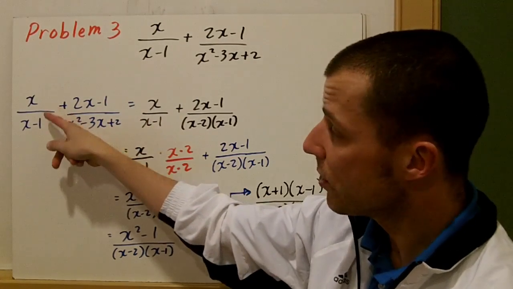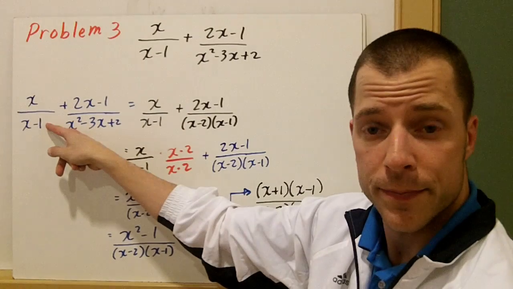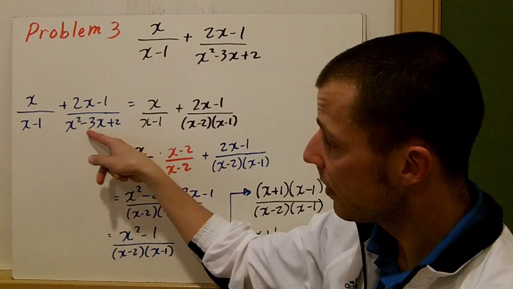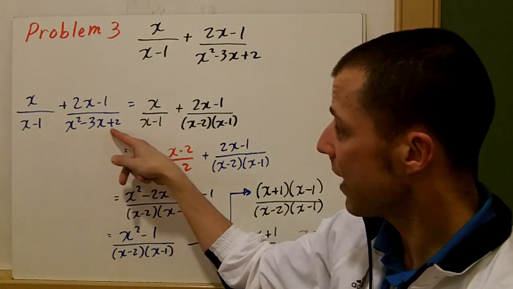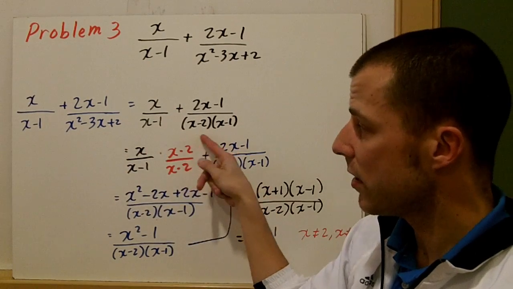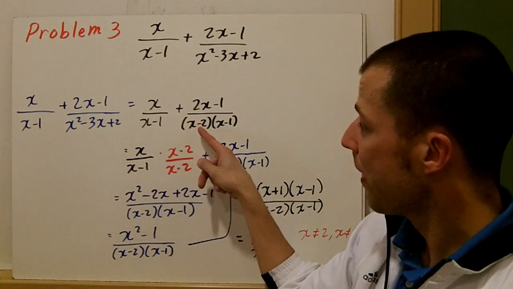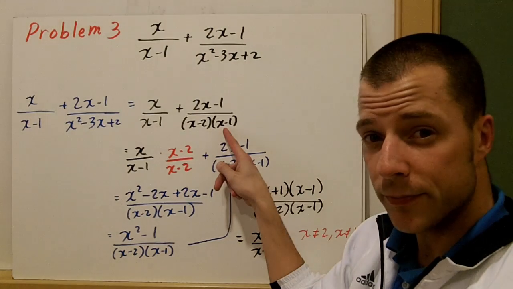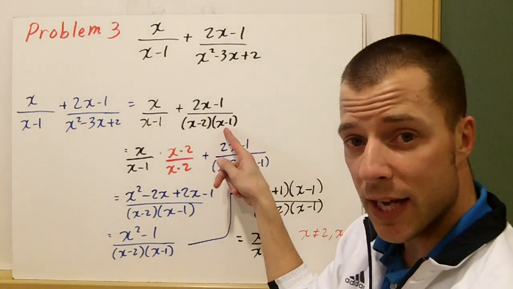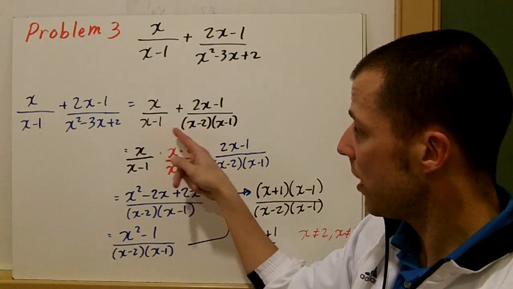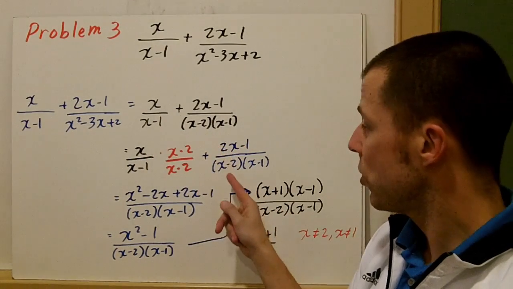These are both prime, so I can't factor. But if I look at the second rational expression, I can factor the denominator, and that's what I've gone ahead and done here. Two numbers that multiply to be 2 and add to be minus 3 are minus 2 and minus 1. So the common denominator would be the LCM. It would be x minus 1 times x minus 2.